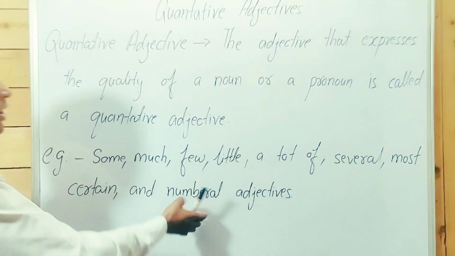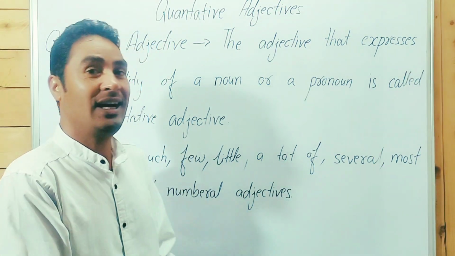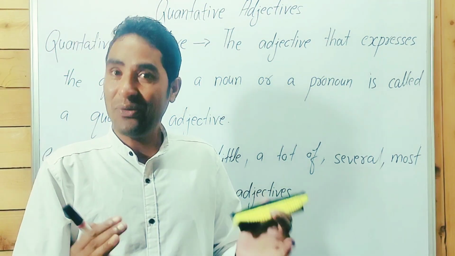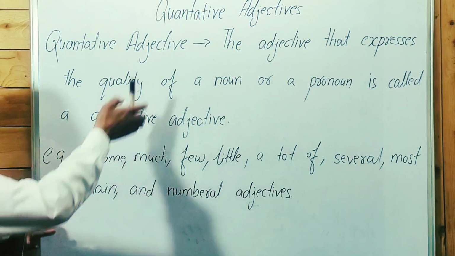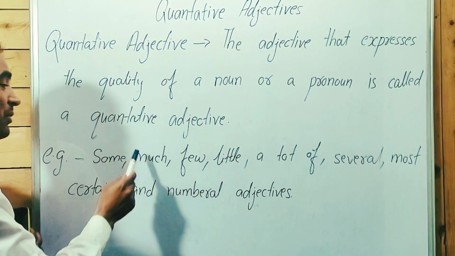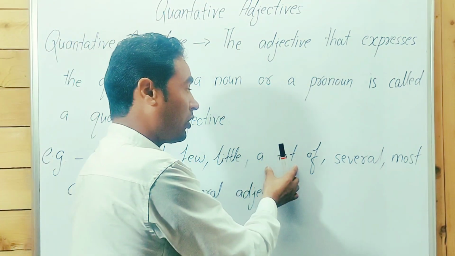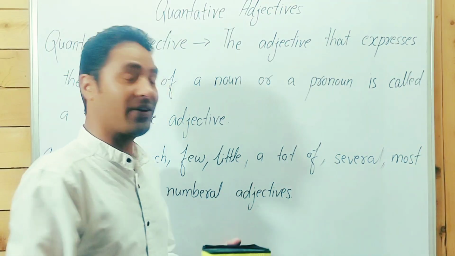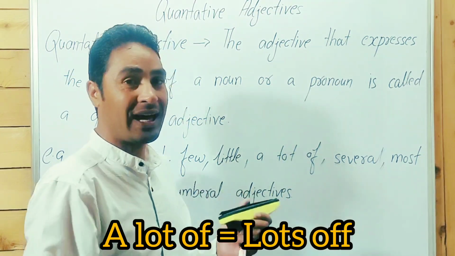These are also quantitative adjectives. That's why I taught you about numeral adjectives in the very first slide. So I repeat, guys, these all are quantitative adjectives: some, much, many, few, little, a lot of, and lots of. Guys, point to be noted, a lot of and lots of, both are the same.